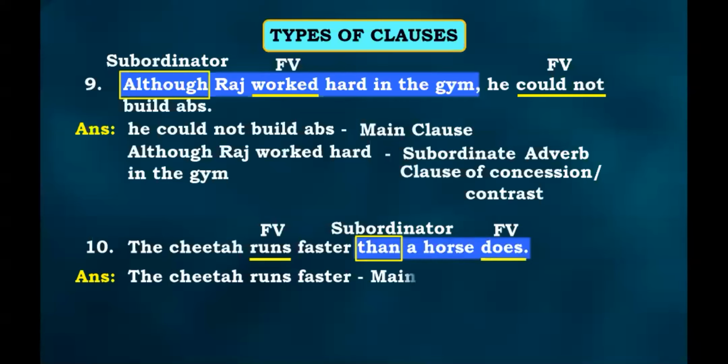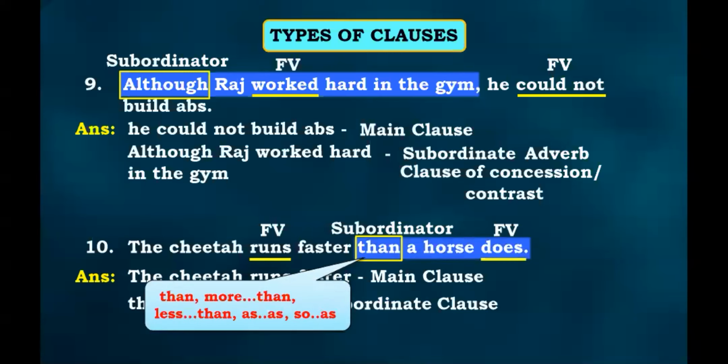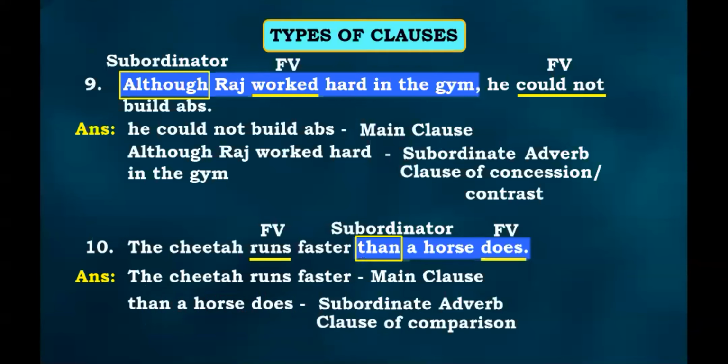The cheetah runs faster, main clause, than a horse does, subordinate clause. And since we are making a comparison, it's subordinate adverb clause of comparison. Okay. So now here the subordinators could be than, more than, less than, as, dash as, or so dash as. Okay. So as, proud as, so proud as, ऐसा भी आ सकता है, ठीक है. Very clear with this one?